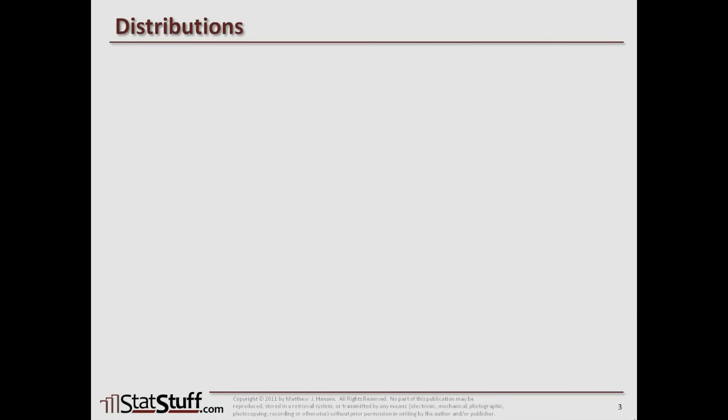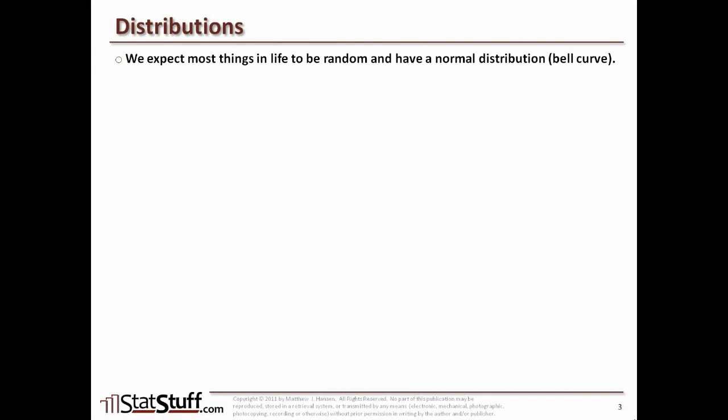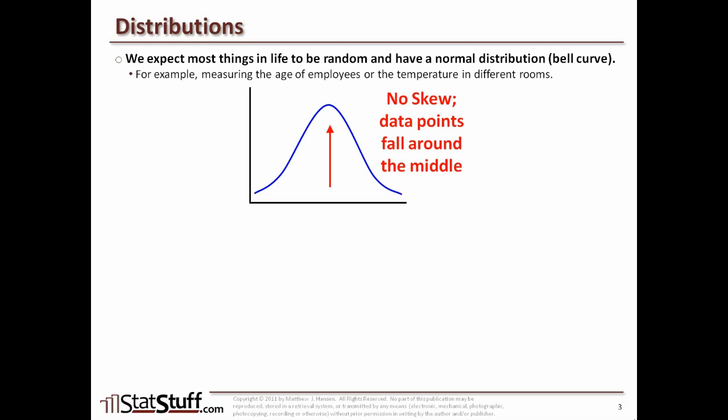Okay, now let's shift gears and talk about distributions. For the most part, we expect a lot of things in life to be random. That is, they might represent a normal distribution if we were to plot out some measurement of that randomness in a numerical value. If we were to plot it out, it might look like a bell curve, what we call a normal distribution. For example, if we're trying to measure the age of employees across an organization, or possibly another continuous or variable type of value like temperature in degrees across many different rooms within a large building, those kinds of things we expect to be somewhat random.